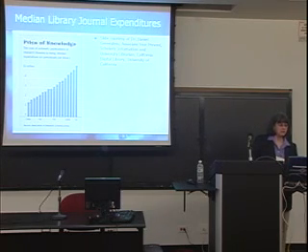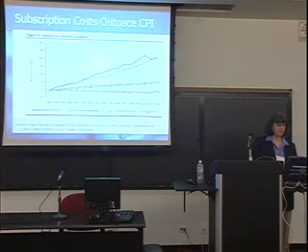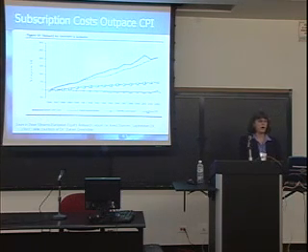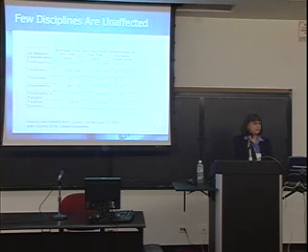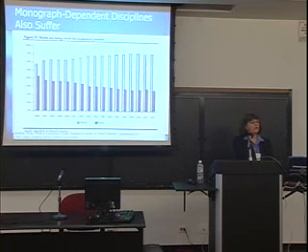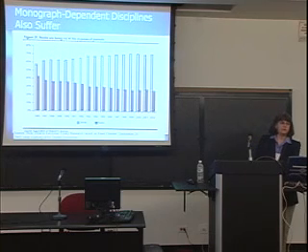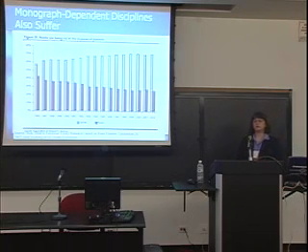Here's a description of the subscription cost. Here we see the subscription cost exceeding the consumer price index. Here's just a depiction of the percentage increase over a 4-year period of time in some of the various disciplines. And we see the detrimental effect of this in other disciplines that rely on monographs. The humanities, for example, those scholars tend to publish their items in monographs, not in journals.